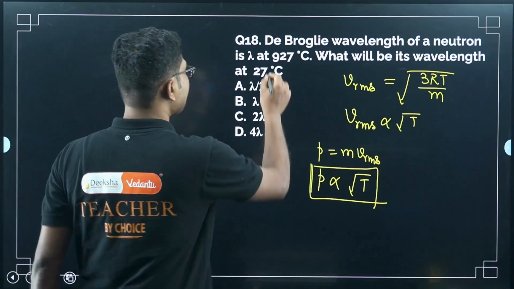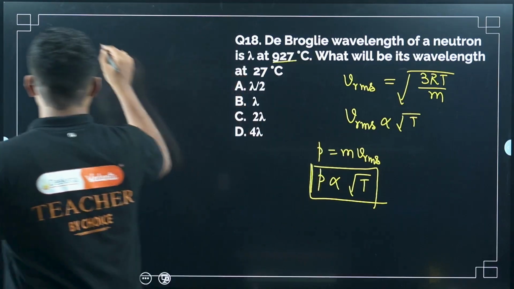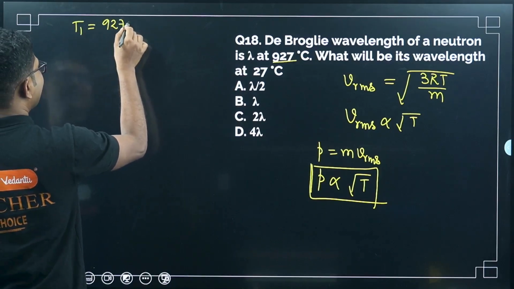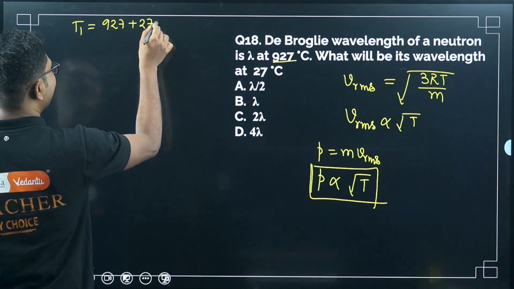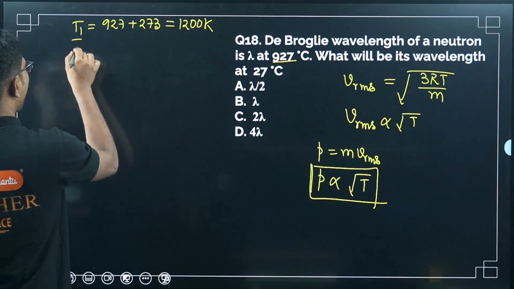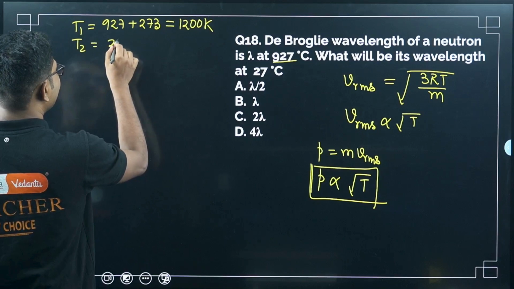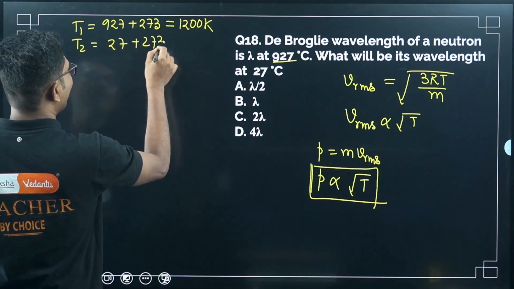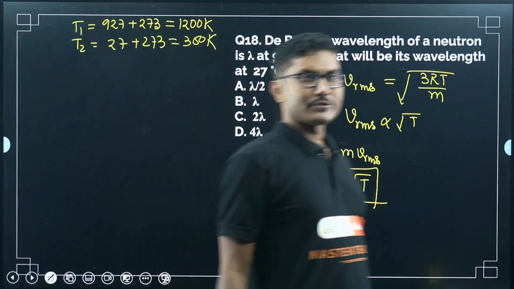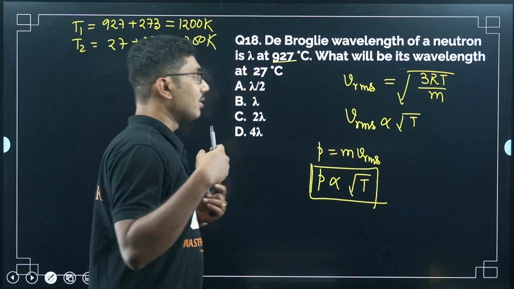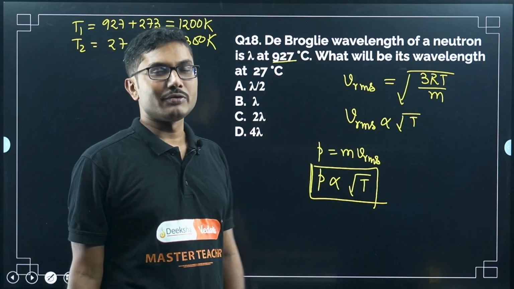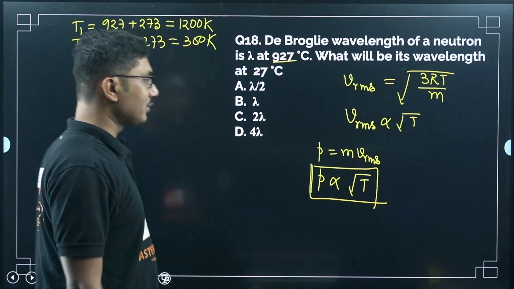Now what is the absolute temperature for 927? So T1 is 927 plus 273, we have to add that, so it will be 1200 K. And T2 is 27 plus 273. Don't forget to convert them into absolute temperatures. If you don't convert them into absolute temperatures, your effort, everything will be gone. And after seeing these values, you definitely know that there will be some relationship with absolute temperatures.